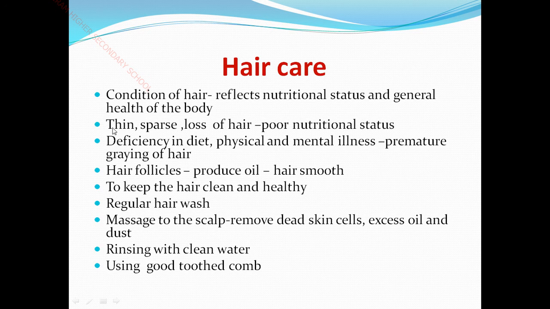So if the hair becomes thin, sparse, and if we have a hair loss problem, then we are prone to poor nutritional status. If you are not taking a balanced diet, if you are not taking any nutritious food, our hair tends to fall. So this means we are lacking nutrition. So deficiency diet, physical and mental illness. If our mind is also not good, and if you are facing so much stress and tension and problems, we can get premature graying of hair.